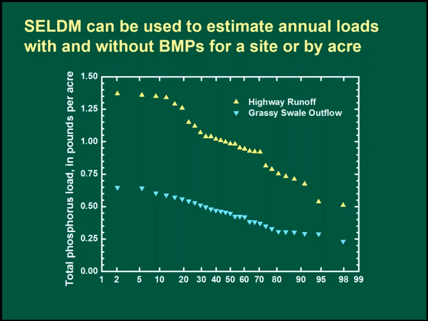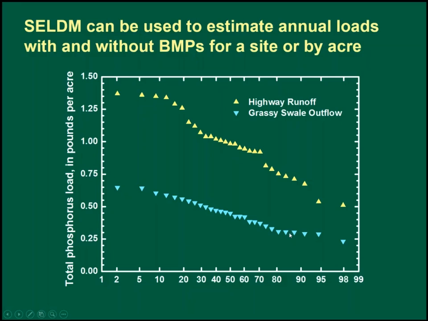So we can see in this case that the highway runoff varies, and when you run SELDM, you also get this risk-based information when people talk about the margin of safety or looking at uncertainty in TMDLs. We can see in this case our annual loads range from half a pound per year to like 1.375 pounds per year. Then on average, it was about a pound per year per acre for the highway.